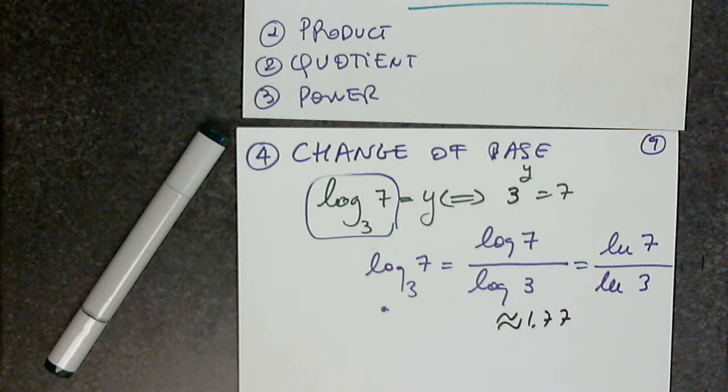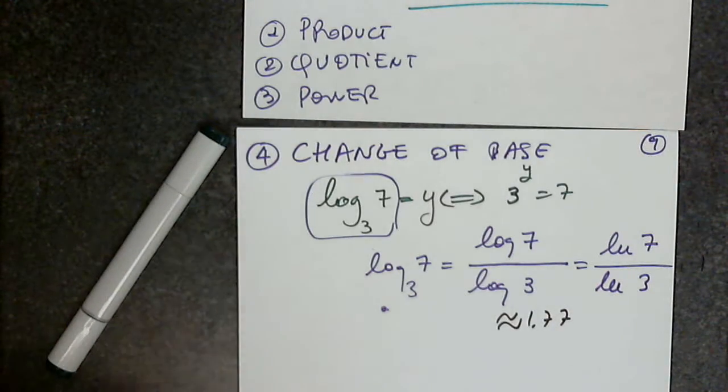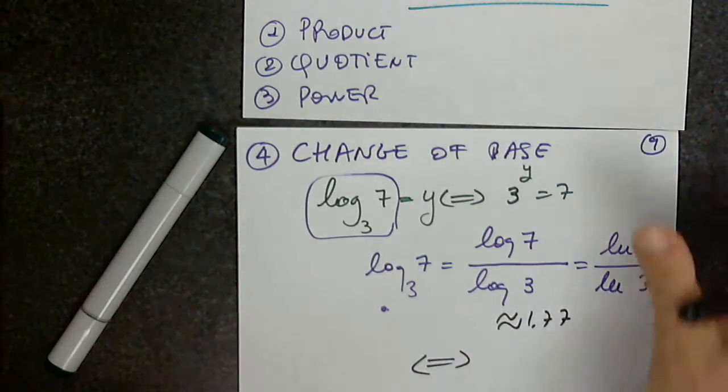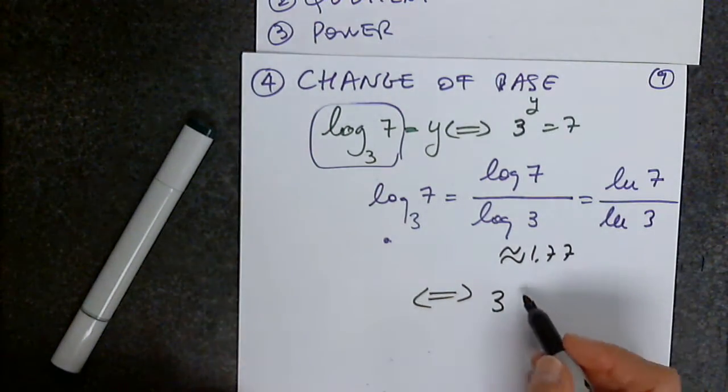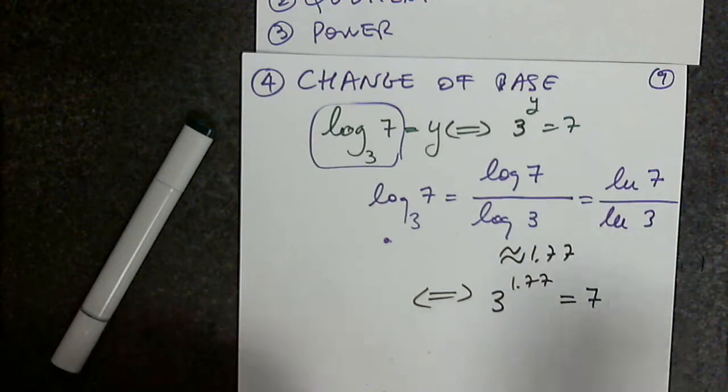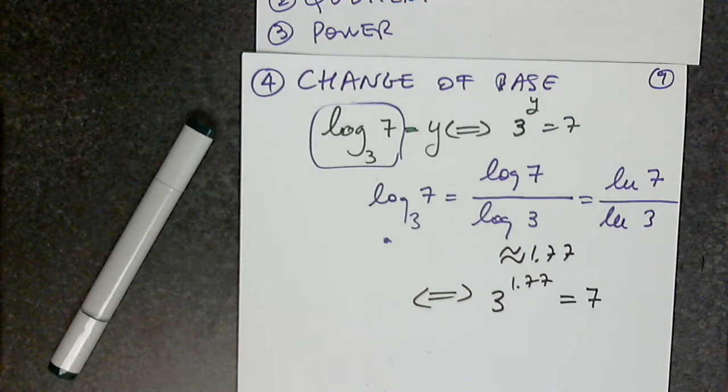How will I check this answer? This is equivalent to 3 raised to 1.77 has to be 7. In order not to have any error, here's how I will do this. I will put 3 caret previous answer so that the calculator takes it all. No approximation. And when I hit enter, what should I get? 7.